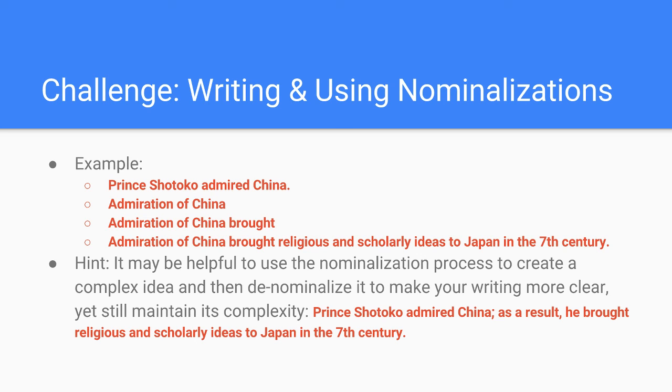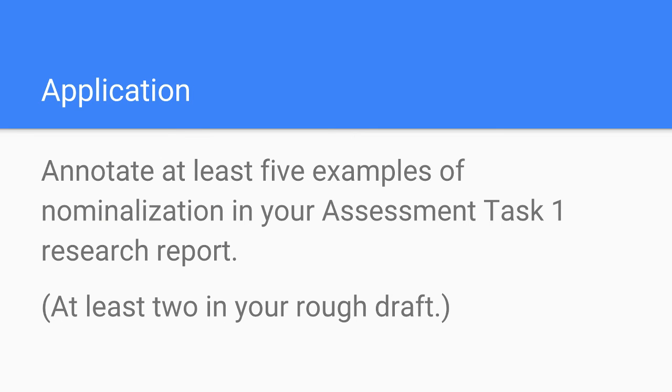So that would actually be a great goal for most of your writing. But for this paper, you do need to have nominalization. Because you're writing a report, text type report tends to overuse nominalization, be extremely formal in the language. So you do need to have at least 5 examples of nominalization annotated in your report. Because your rough draft is about half of the length of the final, I want to see probably at least 2 examples of nominalization annotated in your assessment task 1 research report.